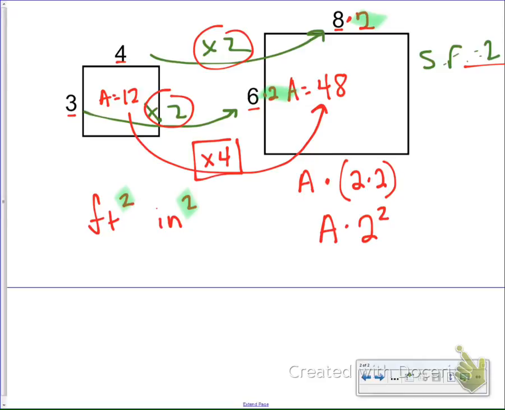So if I had a shape with a scale factor of 3, and I was looking at the area, my area scale factor would be 3 squared. So with things like lines, perimeters, any one-dimensional change, your scale factor stays exactly the same. But when we're working with area, you're looking at that scale factor squared because area is in units squared, and we're multiplying it twice.